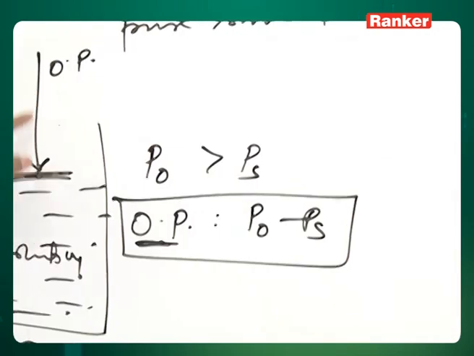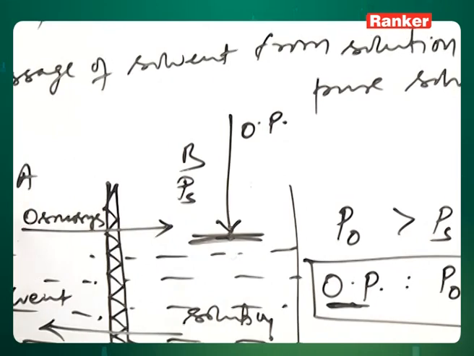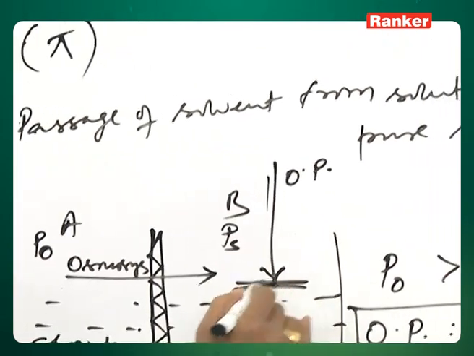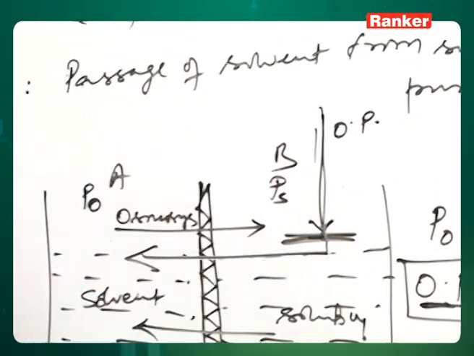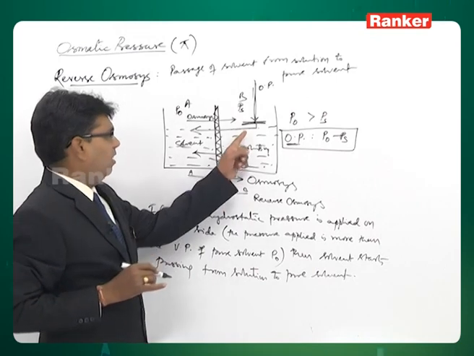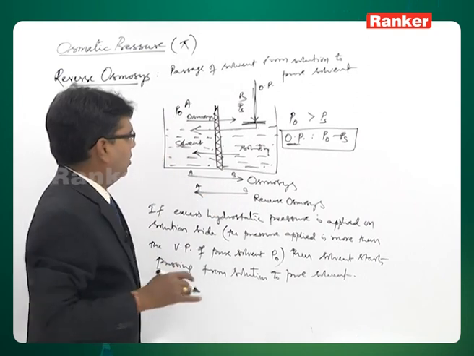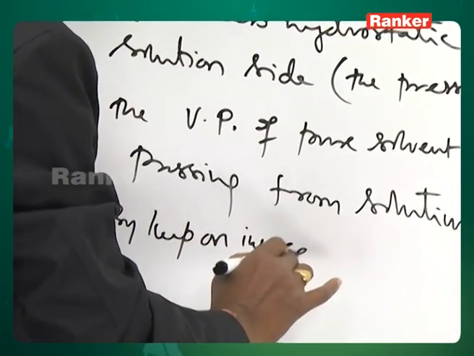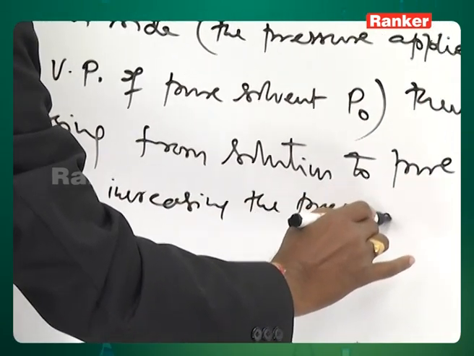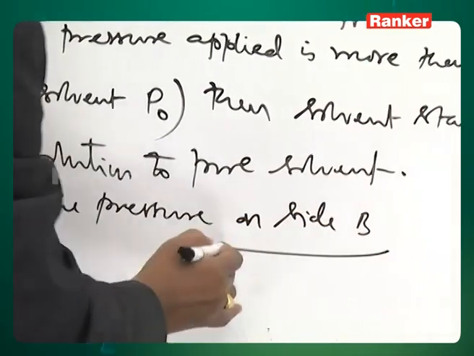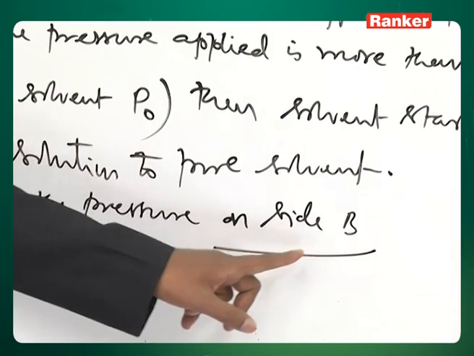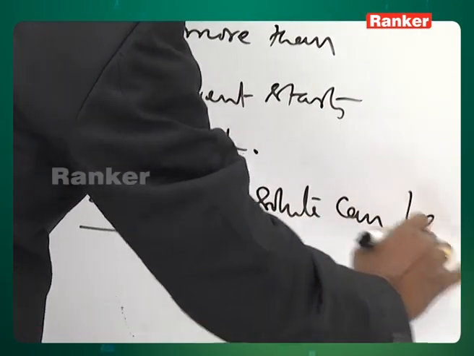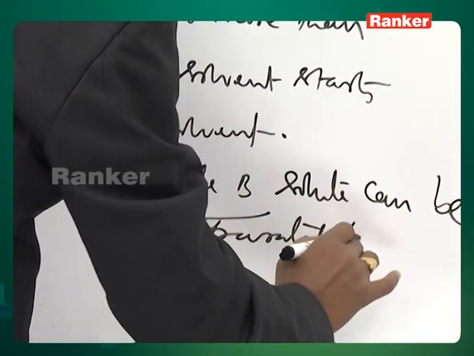But instead, if you apply excess hydrostatic pressure, how much excess? It should be greater than the P naught, the vapor pressure of the pure solvent. So as a result, what will happen? The pressure is so high that it will allow the solvent to move in this direction, and by keeping on increasing the pressure on side B, what can we achieve? That solute can be separated from solution.